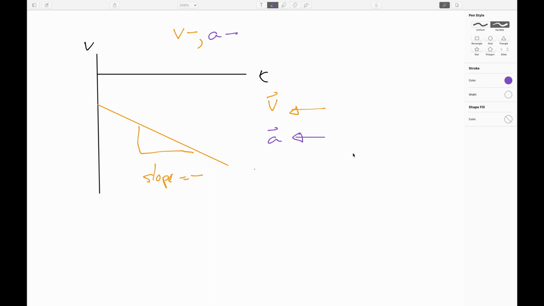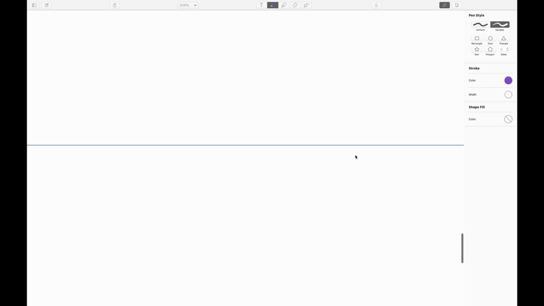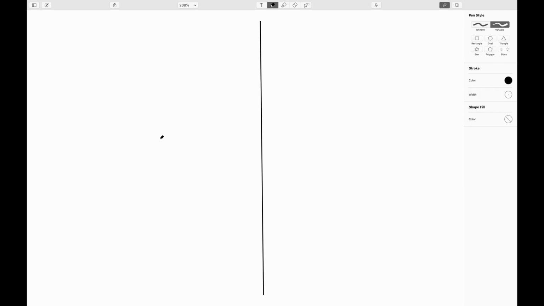Now, it turns out that there are 6 prototype graphs that are worth keeping straight. So I'm going to divide the screen down the middle like so. Over here we will look at constant velocity, and then over here we'll look at constant acceleration.